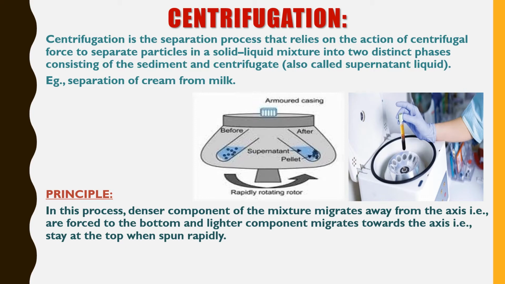The rotor is being rotated very fast. So we can say that this is the principle of centrifugation on which this machine works. So what is the principle? The denser component of the mixture migrates away from the axis and the lighter component migrates towards the axis when spun rapidly. There are wide applications of this process, and a few of them are as follows.